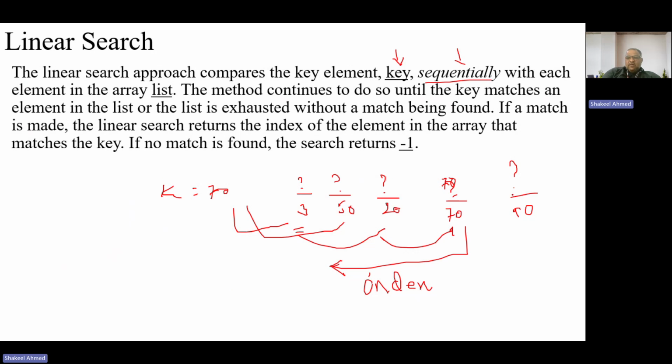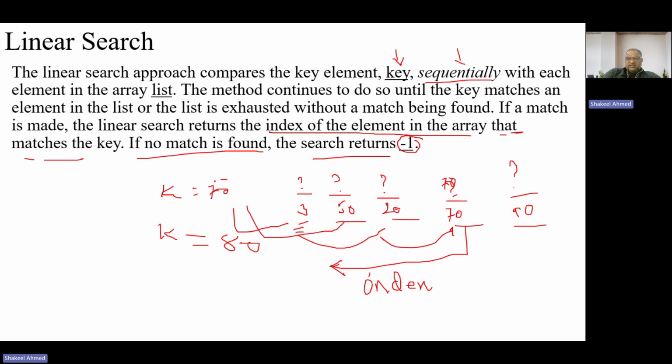Say for example I am looking for 80, so the key element is 80. Linear search starts from the beginning: no, no, no, no, no. In that case, it will return -1. So if a match is made, linear search returns the index of the element in the array that matches the key. If no match is found, it always returns -1.